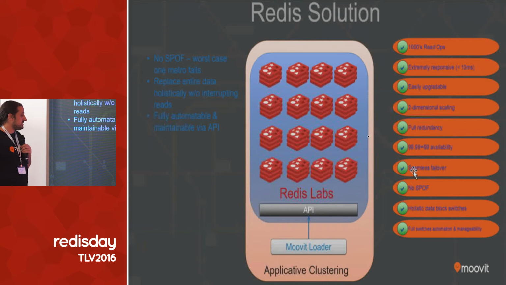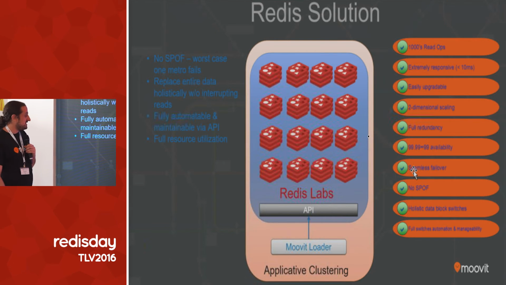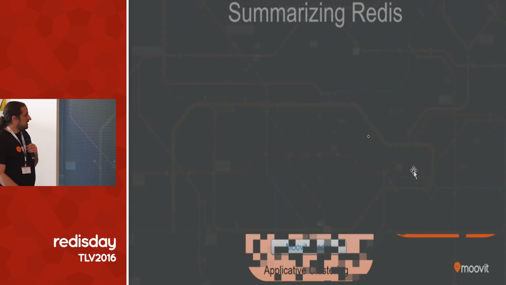And of course, with the Redis Labs API, it's fully automatable, maintainable via the API. And of course, what Redis Labs gives is full resource utilization. I mean, if we had, for each of these databases, to have a separate EC2 instance, a separate machine, we would have to make a separate funding round just to finance that. With Redis Labs, we care about the total size. It doesn't really matter if we had one gigantic database or many small ones. That's our solution.